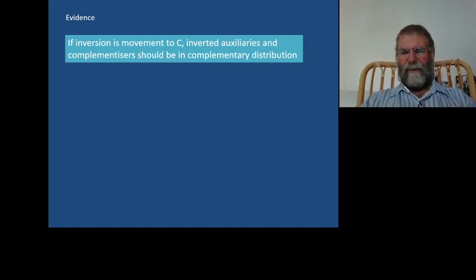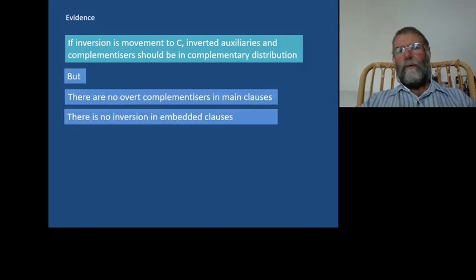The problem with this, however, is that the facts seem to gang up against us finding the actual evidence we need. And that's because of two facts that we already know. Firstly, no overt complementizers appear in main clauses. Okay, so you never get an overt complementizer in a main clause. On the other hand, there's no inversion in embedded clauses where there are complementizers. So it will be true that an inversion happens where you can't find a complementizer, i.e. a main clause, and it won't happen where you can find a complementizer, i.e.